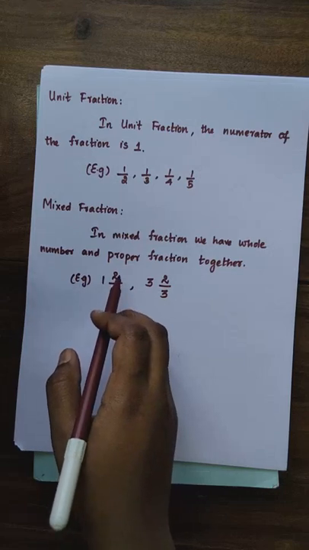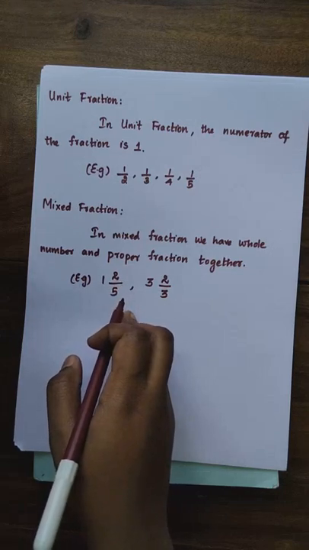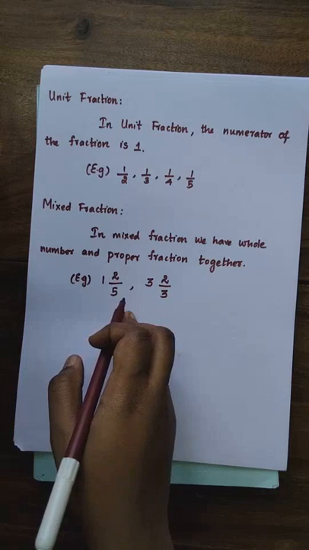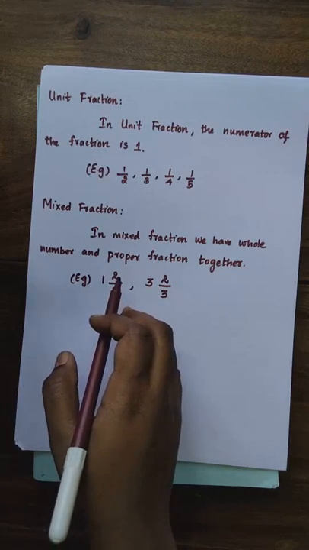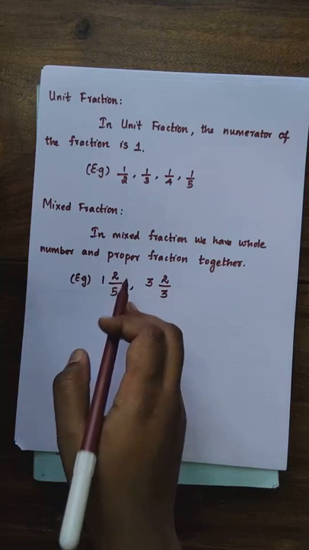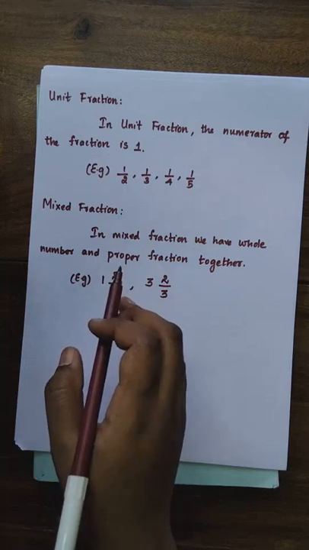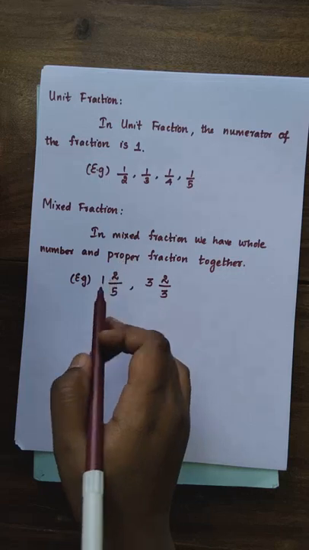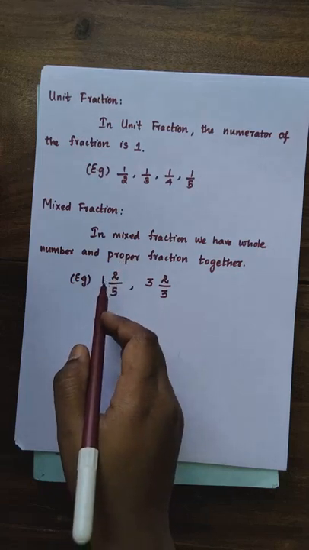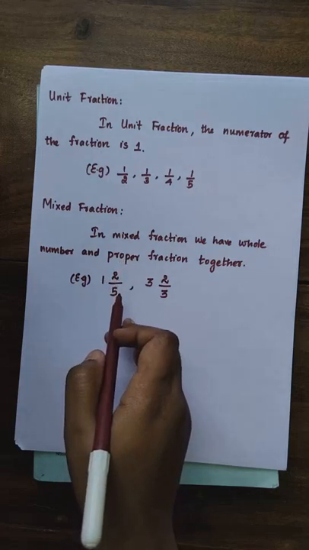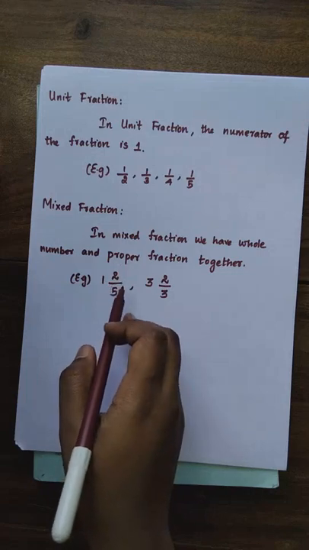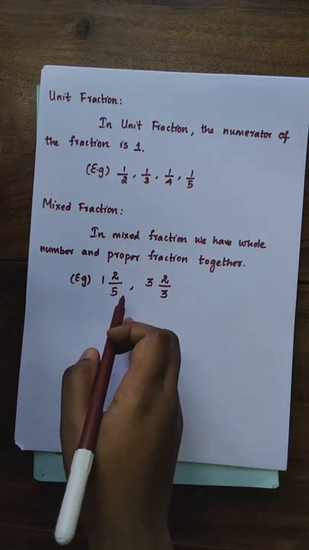2 by 5. 2 by 5 is which type of fraction? It is proper fraction because the numerator is lesser than the denominator, right? So it is proper fraction. So this is a mixed fraction. Mixed fraction means it is a combination of whole number and proper fraction. We have whole number and proper fraction together, called mixed fraction.